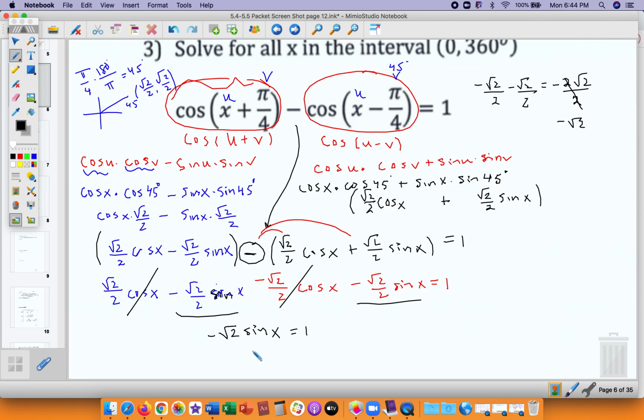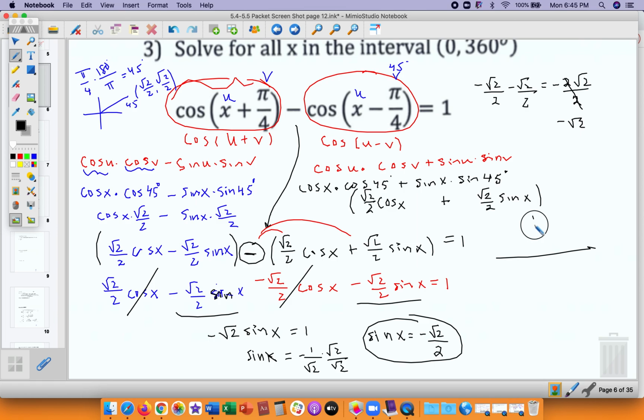We'll divide by negative root 2. So we have sine x equals negative 1 over root 2. We have to rationalize by multiplying by root 2 over root 2. So sine x is equal to negative root 2 all over 2. So now we're asking ourselves, at what locations will sine be negative root 2 over 2?